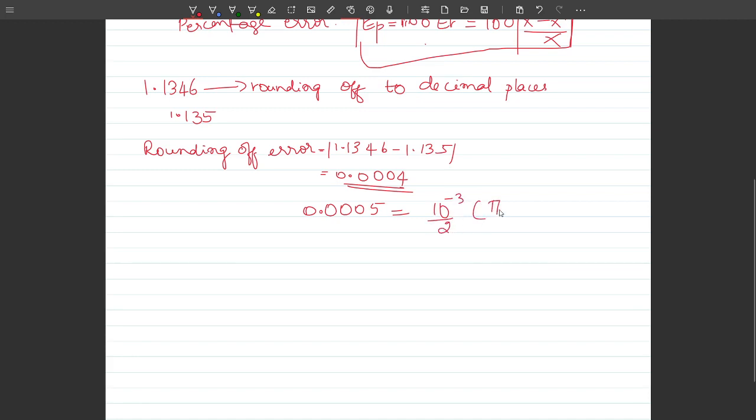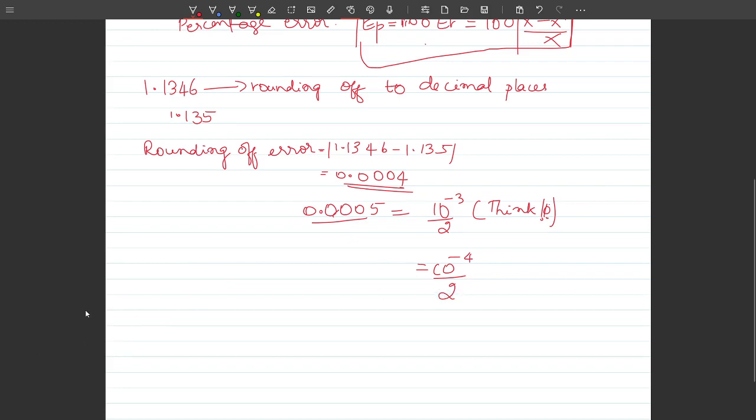Please note this, and think of how it came. If you take a number and round it off to 4 decimal places, the maximum difference is 10 to the power minus 4 divided by 2. In the case of rounding off to 3 decimal places, the maximum difference is 0.005 divided by 10, that is 0.0005. You can get any difference below that value, but the maximum difference cannot go beyond it.